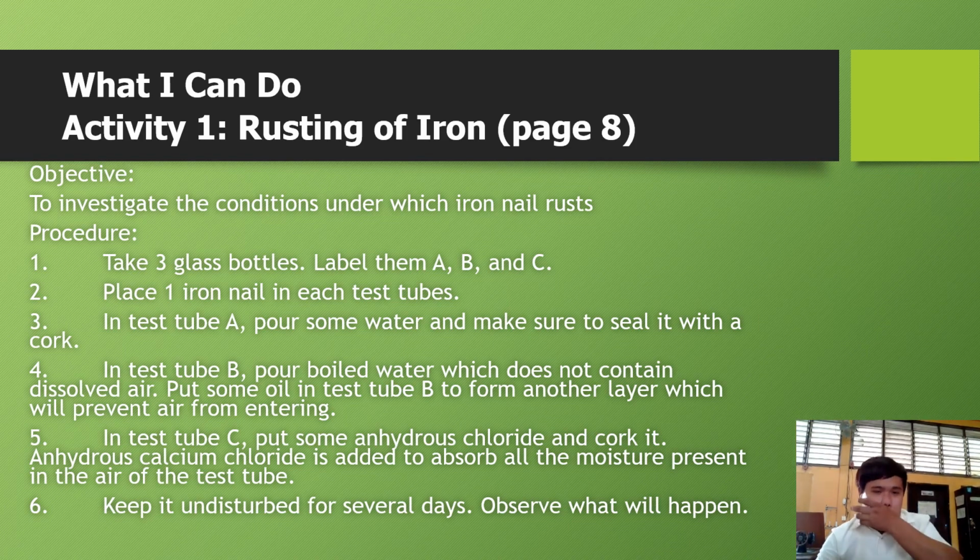Number 5, in test tube C or bottle C, put some anhydrous calcium chloride and cork it or cover it. But we don't have anhydrous chloride. So, anhydrous calcium chloride is an inorganic compound consisting of calcium and chlorine, CaCl2. It is added to absorb all the moisture present in the air of the test tube. So this inorganic compound absorbs water, making a substance dry.